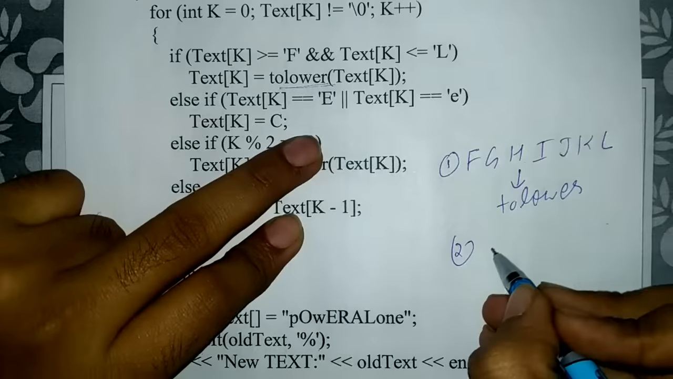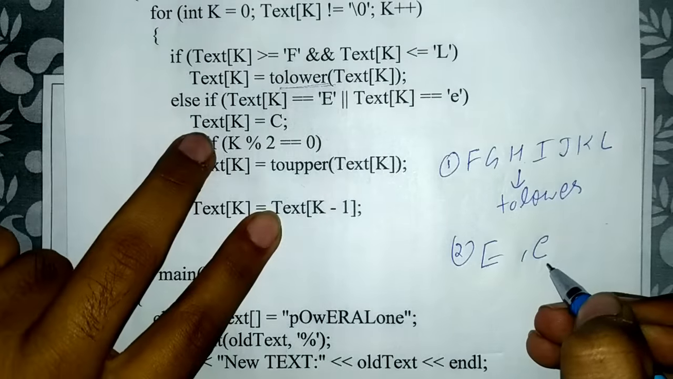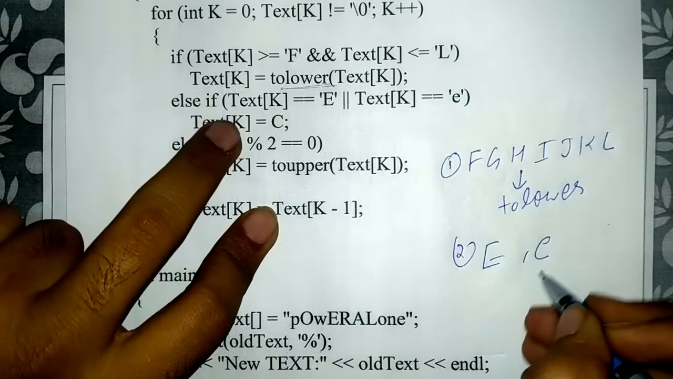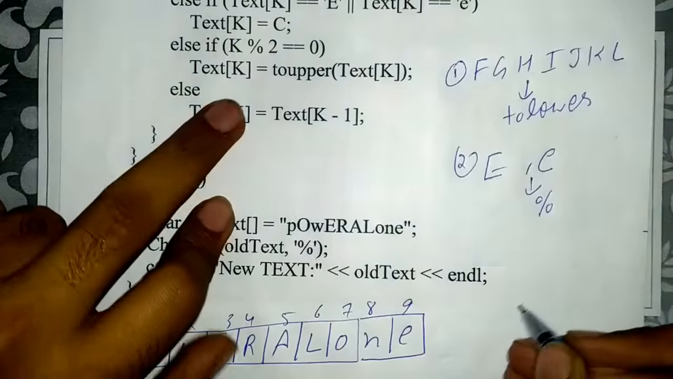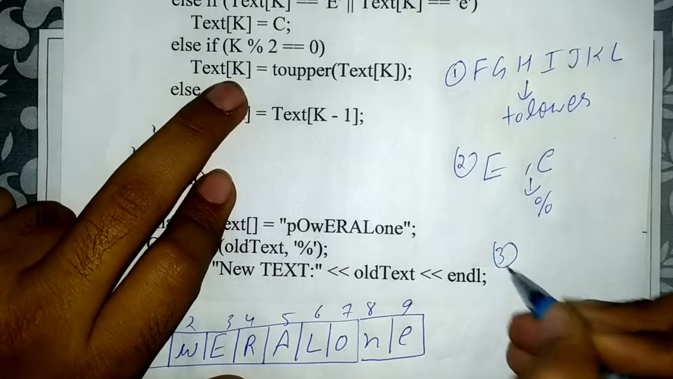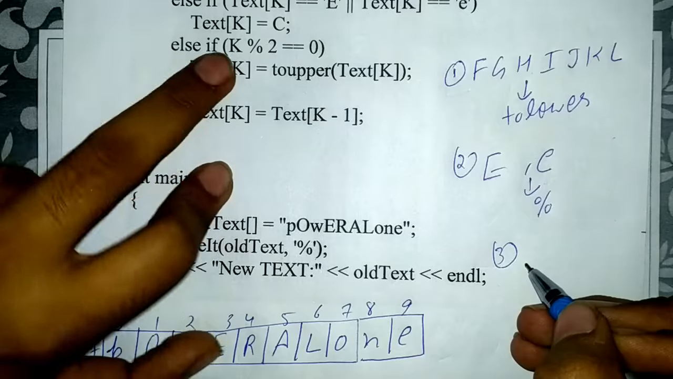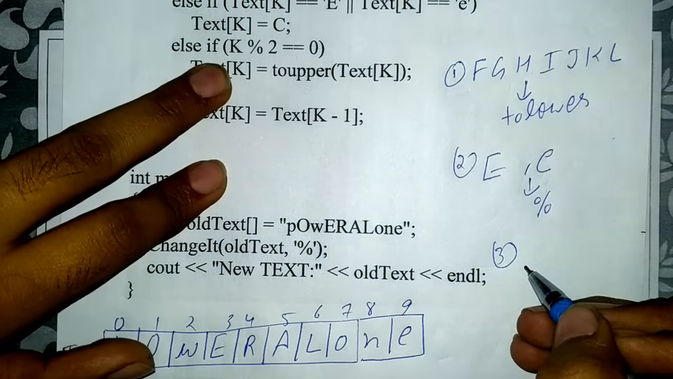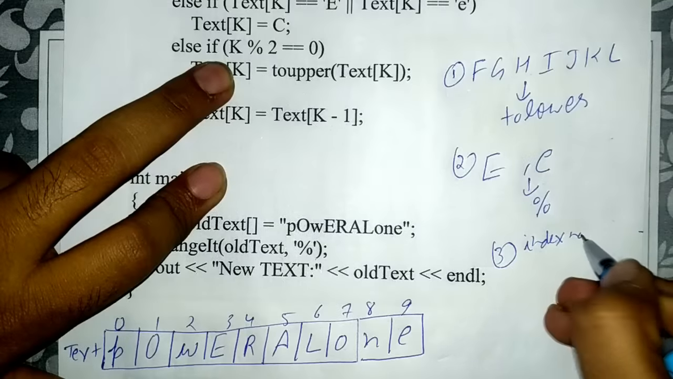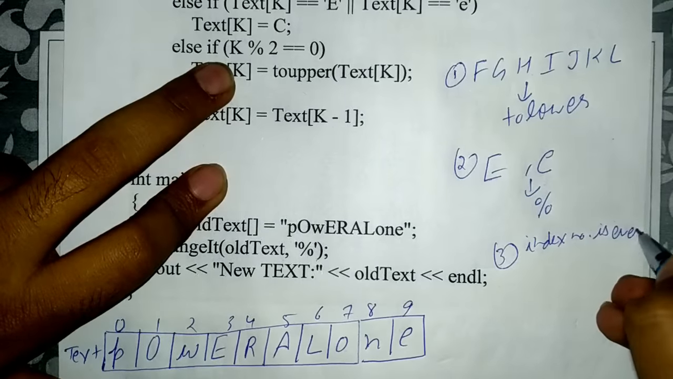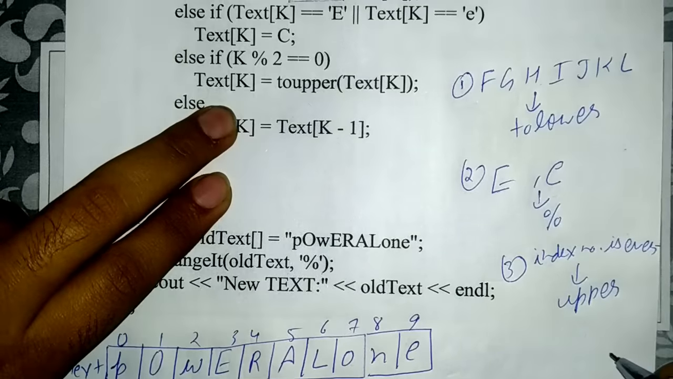Second case, if the text is e or small e, text k will contain the value of c, that means percentage. Else if, third case, if k remainder by 2 equal 0, k is representing the index number, that means if the index number is even, we have to convert it into uppercase.